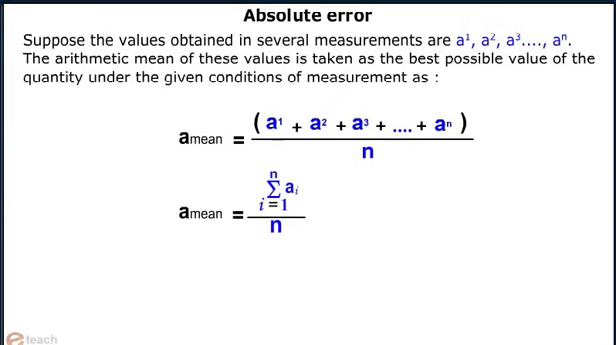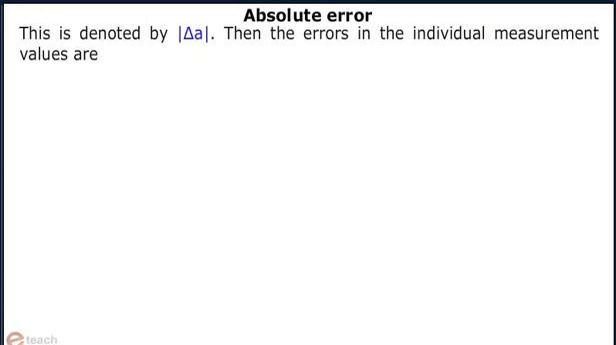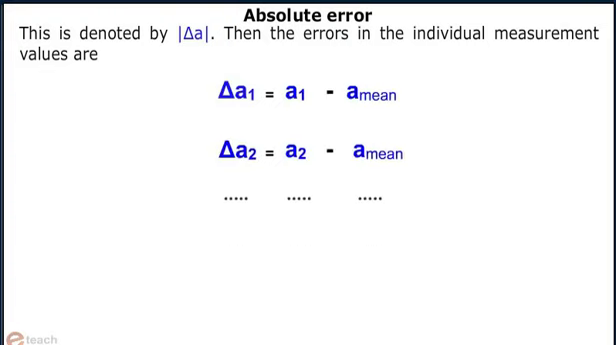The magnitude of the difference between the true value of the quantity and the individual measurement value is called the absolute error of the measurement. This is denoted by modulus of delta a. Then the errors in the individual measurement values are delta a1 equals a1 minus a mean, delta a2 equals a2 minus a mean, and so on.